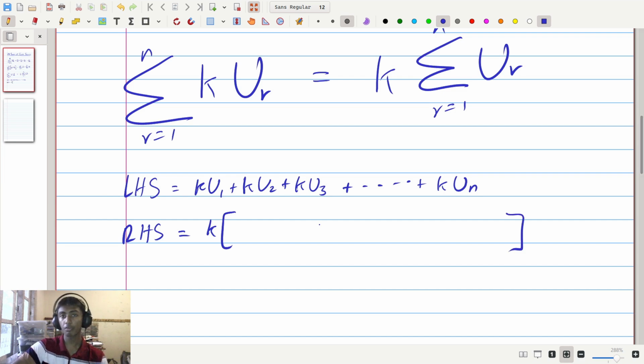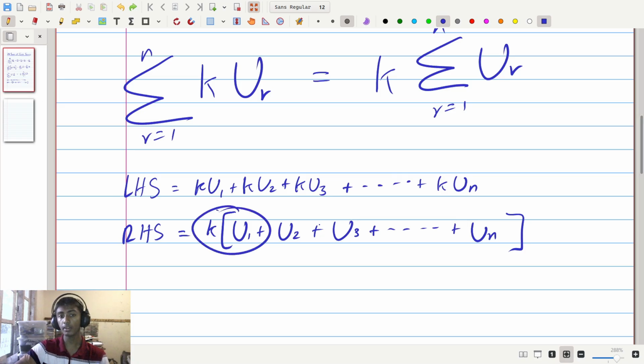The sum of u of r from r equals 1 up to r equals n is going to be u1 plus u2 plus u3 plus dot dot dot all the way up to u of n. By the distributive property of multiplication, this bit is going to give us ku1, this bit is going to give us ku2, the next bit is going to give us ku3, and so on until kun. So each term in the above series is there in the below one, meaning they are equal.